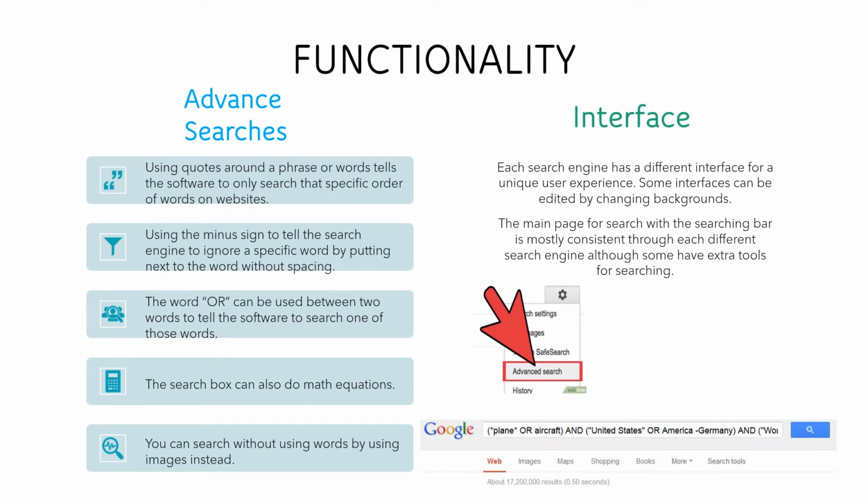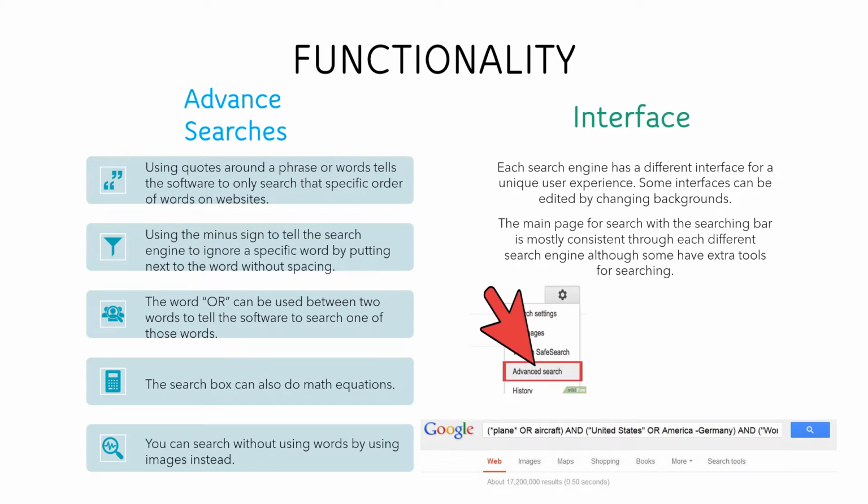And functionality, advanced searches. Most of the browsers have a really nice set of tools that can help you find things better and more accurately, like using quotes around phrases or words that tell the software to only search the specific order of words on websites. Using the minus sign tells the search engine to ignore specific words, by putting it next to the word without spacing. The word or can be used between two words to tell the software to search for one of those words.